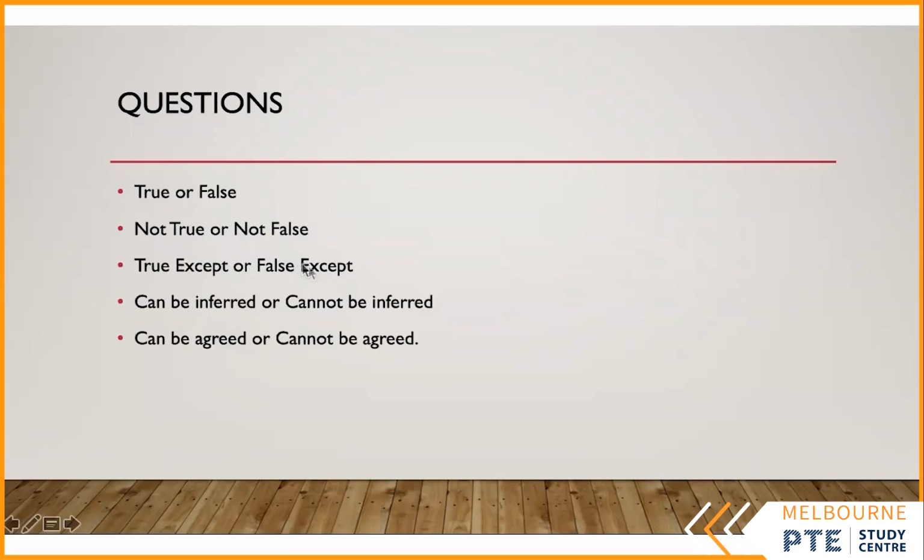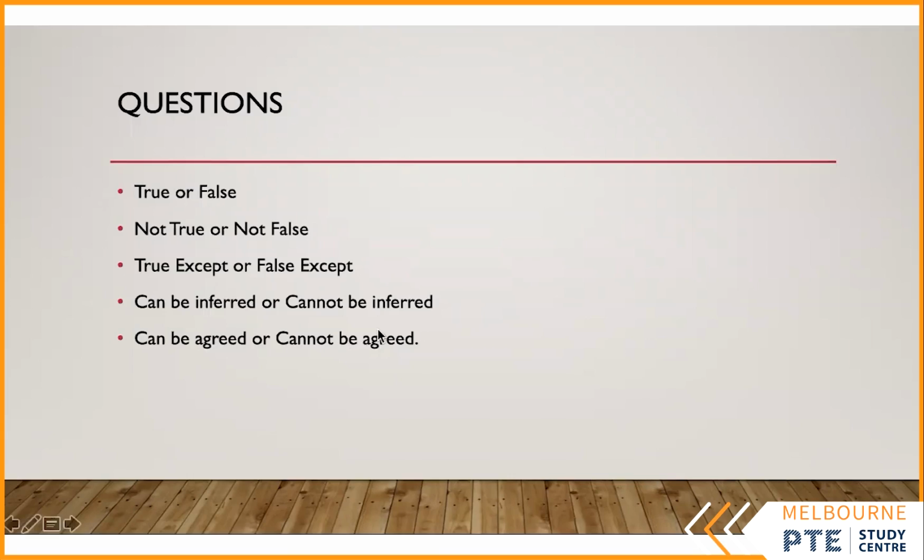False. What is false except? True. Correct? Can be inferred means true. Cannot be inferred means false. Can be agreed means what? True. Cannot be agreed is false. Clear, guys? Okay, what is the second last one?